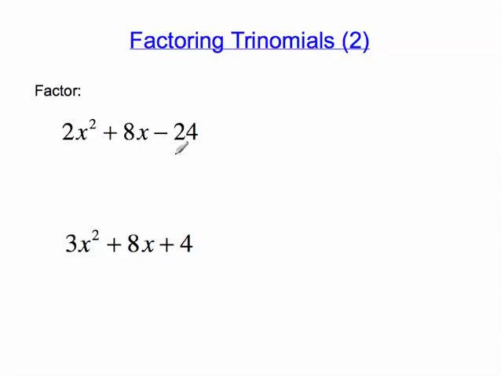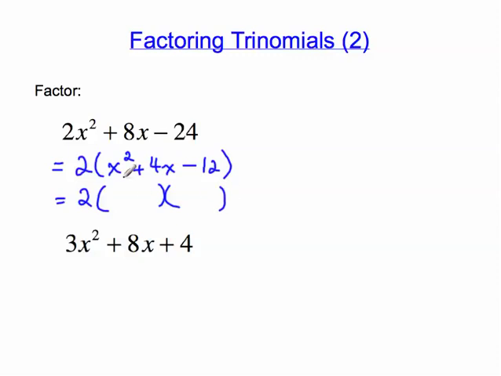If you look at this one, there is a common factor of 2 in all of the terms. If we common factor that 2 out, we're left with x squared plus 4x minus 12 in brackets. Now we can factor this using the methods we've already looked at, because the coefficient in front of the x squared term is now 1. So we're looking for two numbers that multiply to negative 12 and add to positive 4. We leave the 2 out front because we're just factoring this trinomial now.